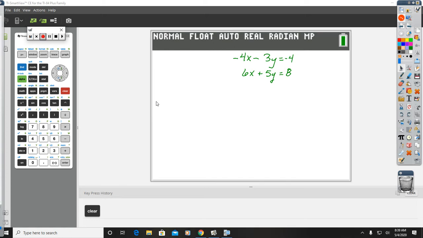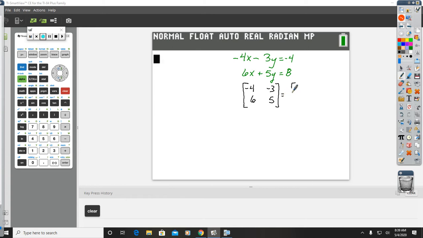So this is question number 39. What I'm going to do is show you how to do it right on the calculator. First thing first, we've got to change this to be a matrix. I'm going to call this matrix A, and I'm going to put the answer as matrix B. Okay, so this is matrix A, this is matrix B.